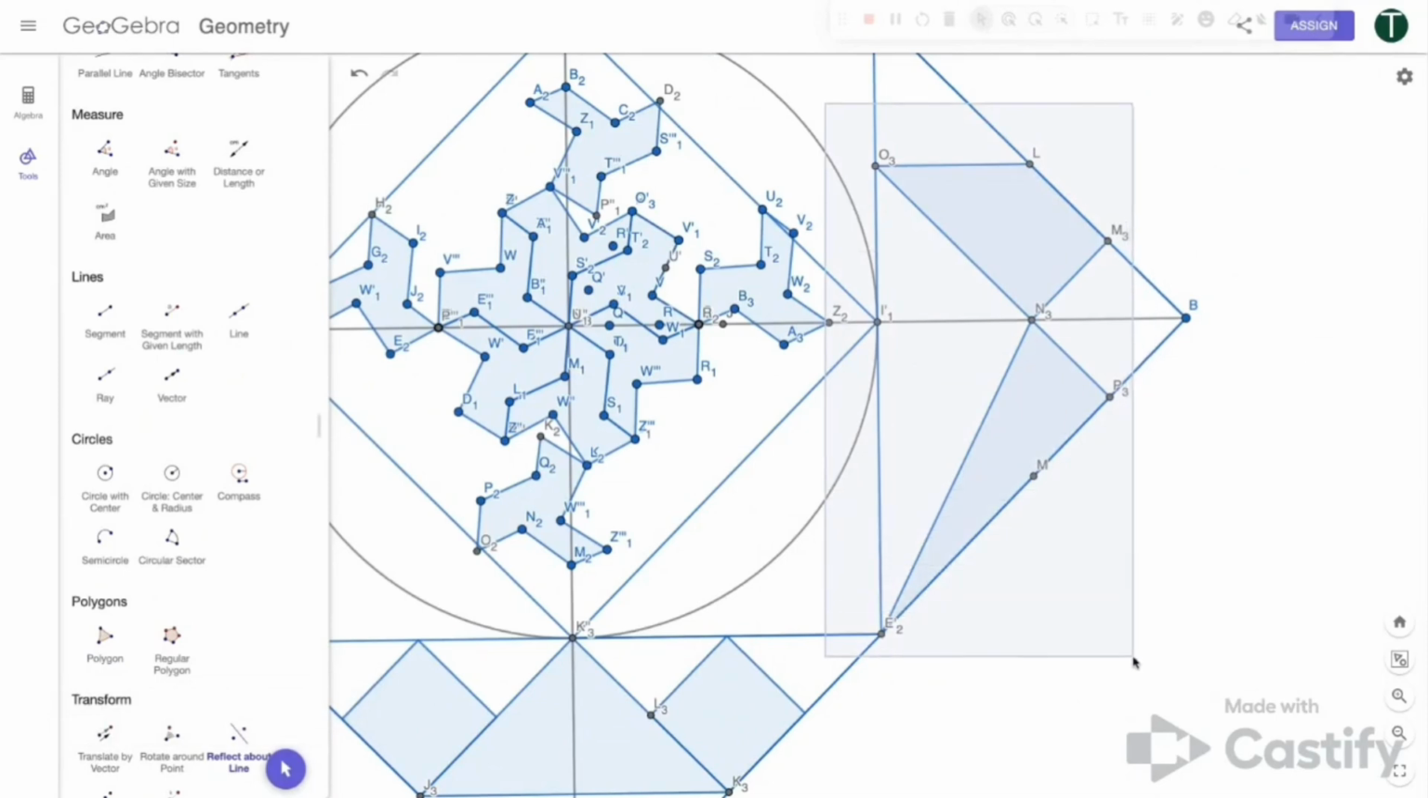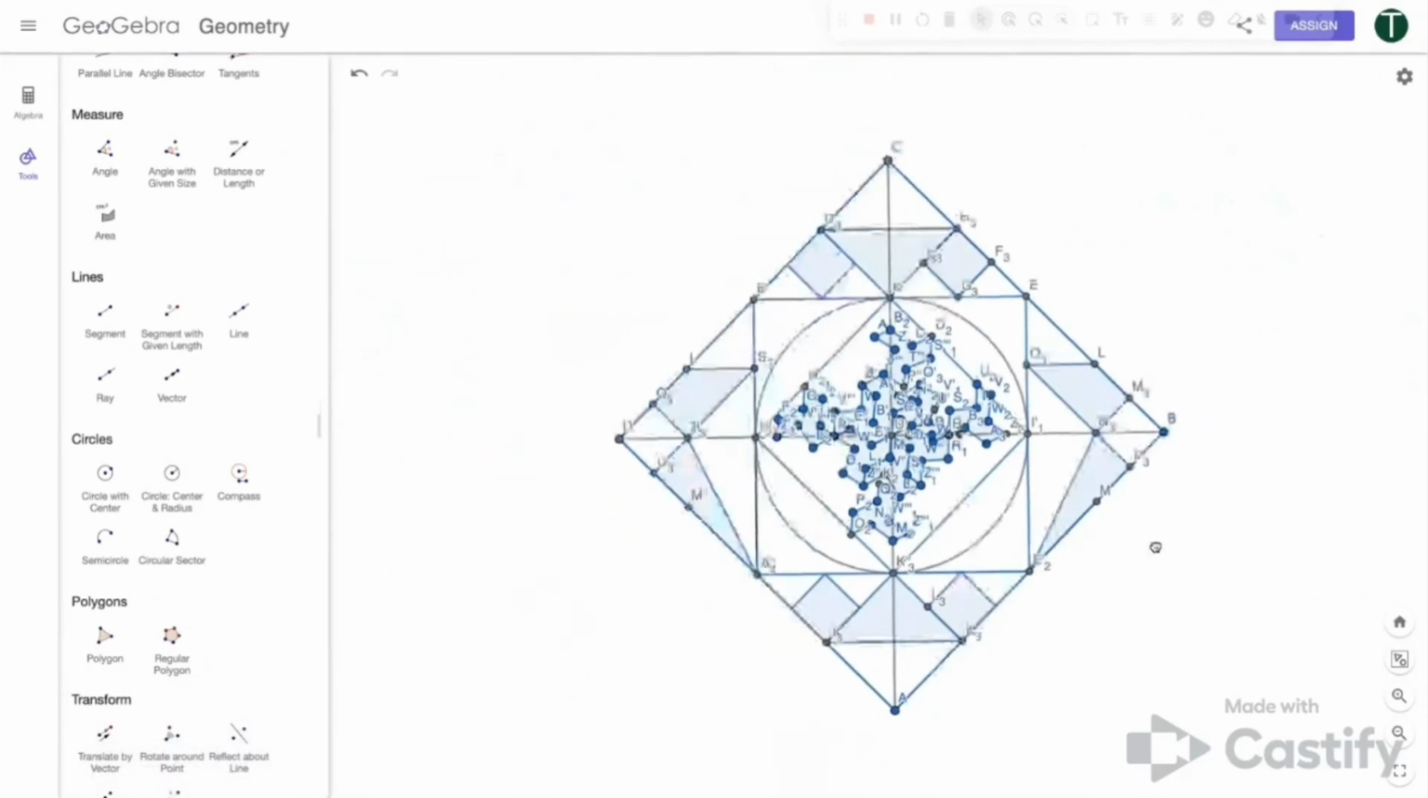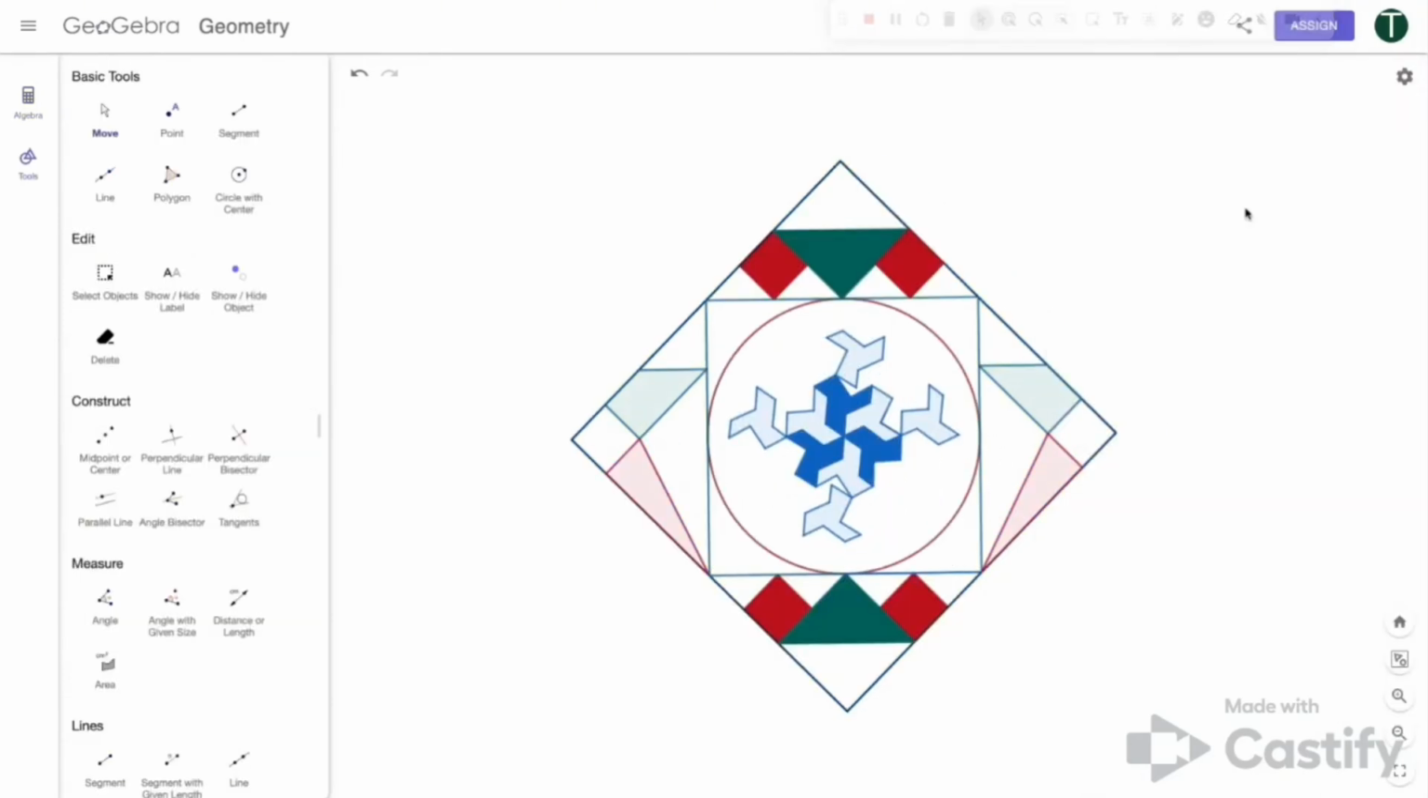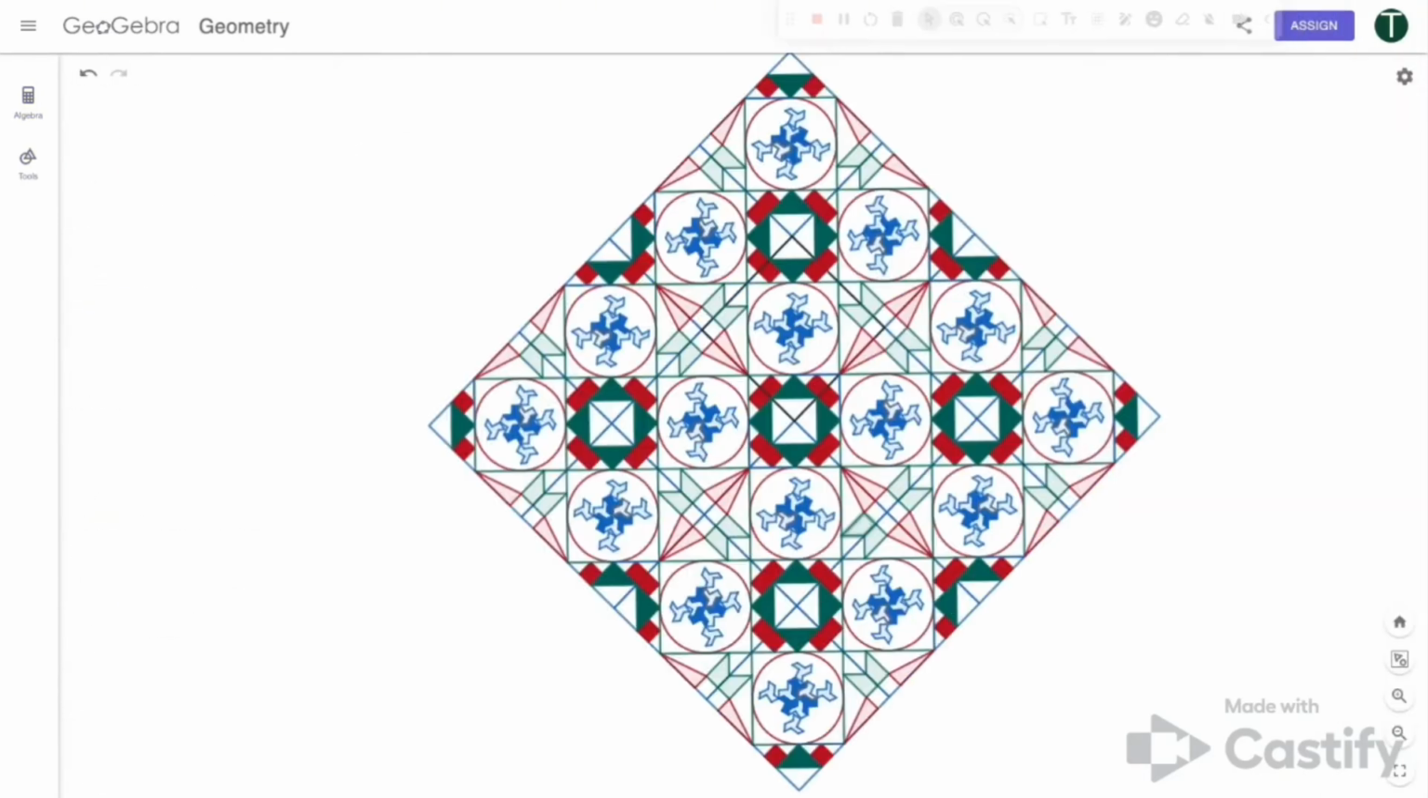Next, using the reflect about a line tool, I reflected that whole thing over the vertical line so that it showed up on the other side. I then hid all of the points in the vertical and horizontal segments in the algebra tab, and then colored my tile. I then tessellated it.